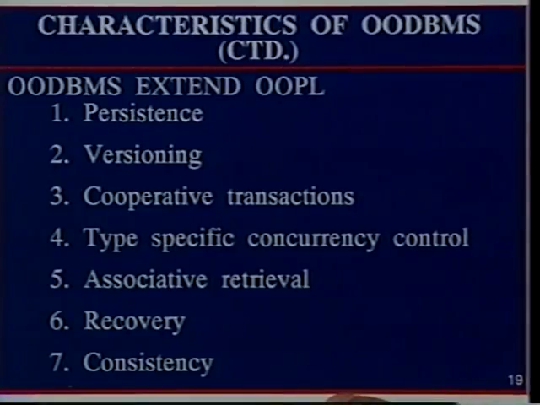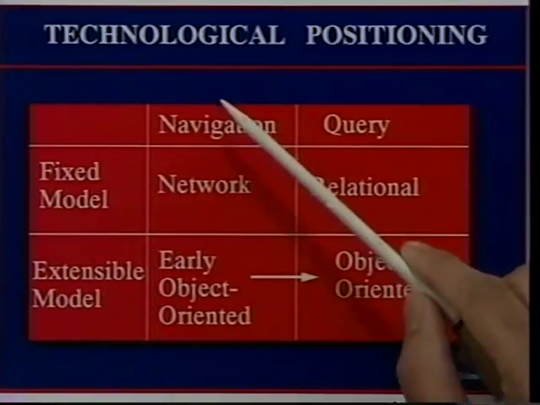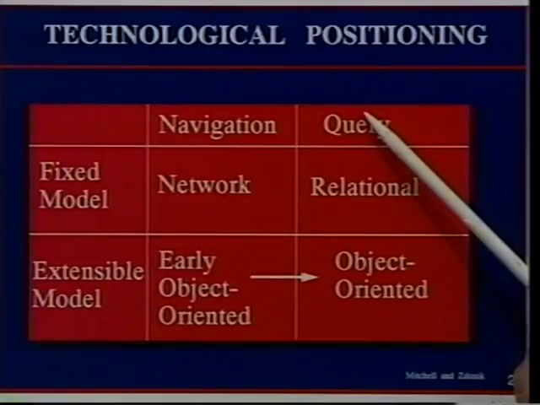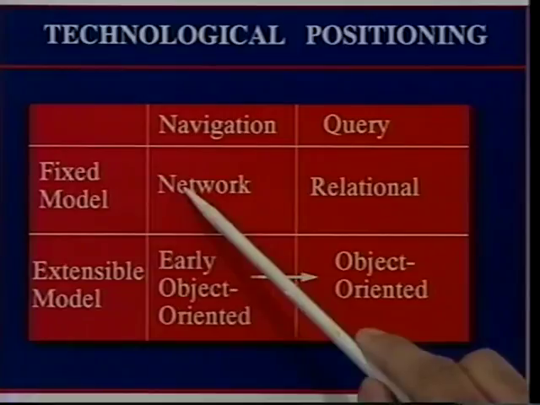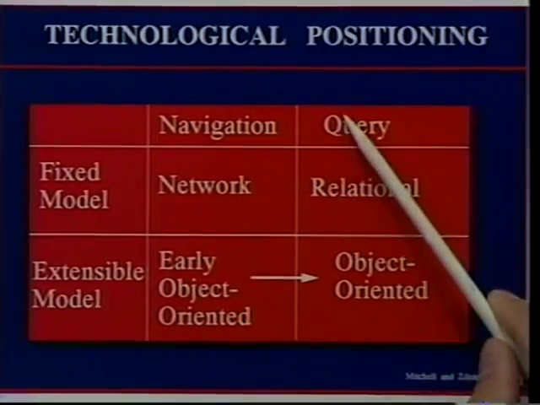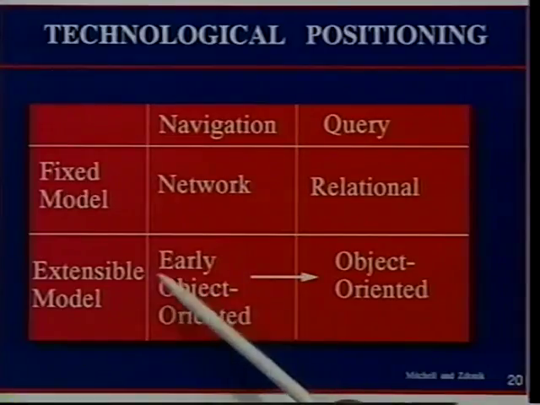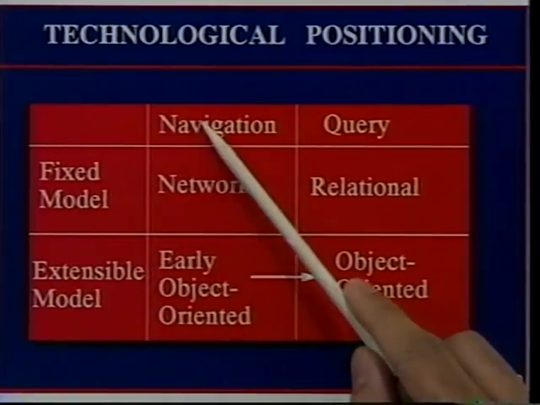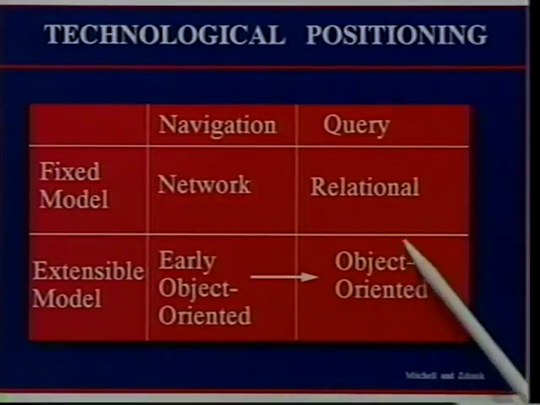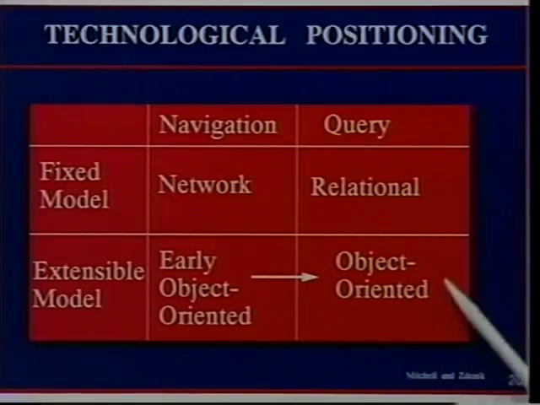In terms of the technological positioning of object databases versus relational databases, we see that in the past we can divide basically the databases into the fixed model and the extensible model, and based on the query we have navigational query or we have structured query languages. Network based systems have a fixed model and they are based on the navigational query system. The relational databases have a fixed model, but they have a nice structured query language interface to them. The early object oriented models are extensible in terms of schema evolution or the object evolution. However, they mostly provided navigational facilities, and we are seeing a trend towards object SQL or object oriented standard query language, and so the object oriented systems can be positioned around here.